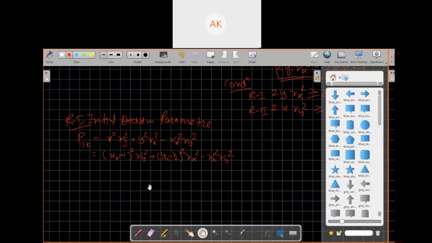Now find the next decision parameter. When we find the next decision parameter, we just replace the k with k plus 1.